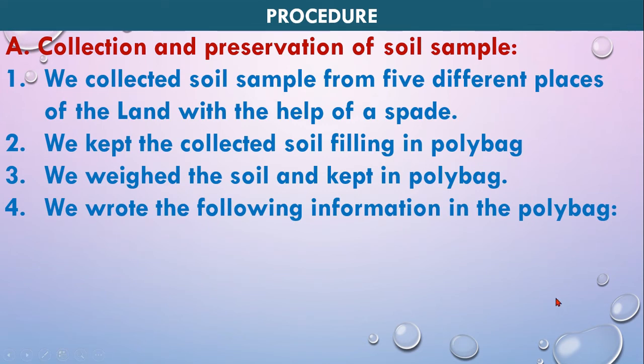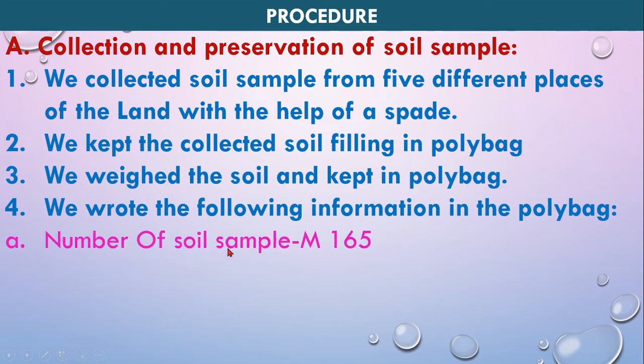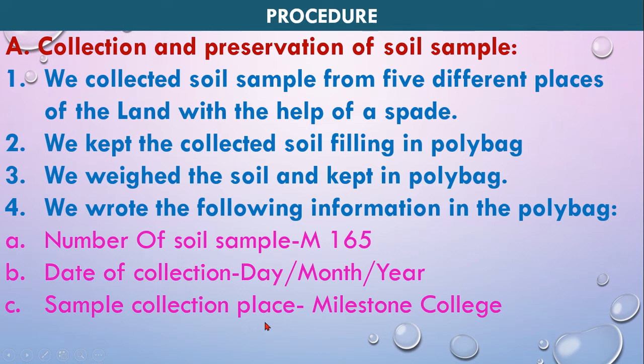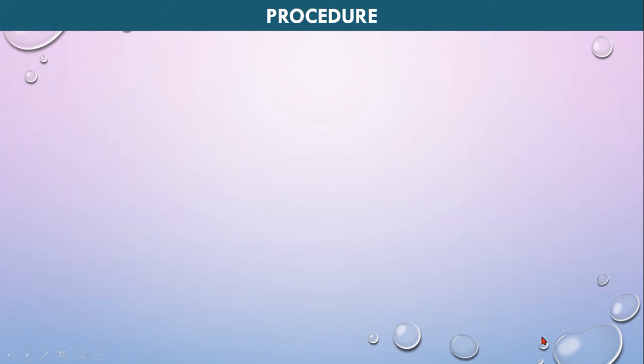Definitely we have to write this down: the number of the soil sample, then the date of collection, then the sample collection place, where you collected it, that means we collected it from the master college. Then soil color: if the soil color is gray you can write gray. If the soil color is reddish, then you write reddish like this.